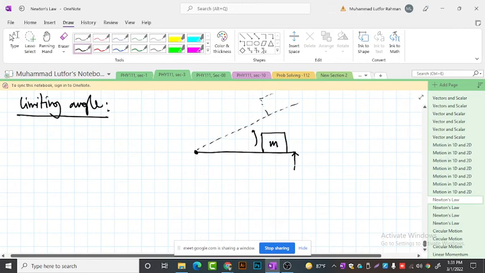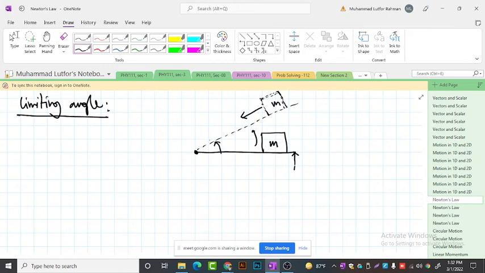I increase that theta gradually. There is a reason why I am doing this, because I know at a certain point this block will move in the downward direction, right? When the downward force is greater than your upward force, then definitely that block will move downward. I want to find out at what angle it will just try to move downward. That's called the limiting angle, or sometimes also the angle of repose. I have to find out that angle.